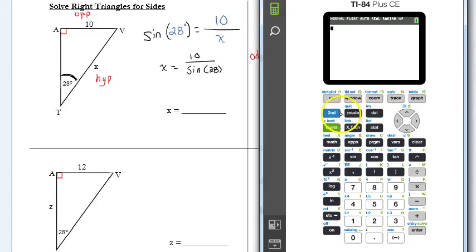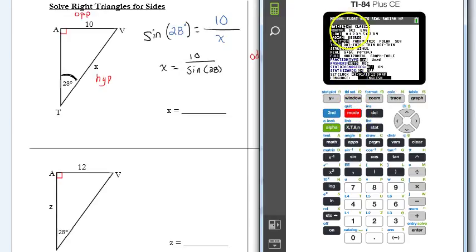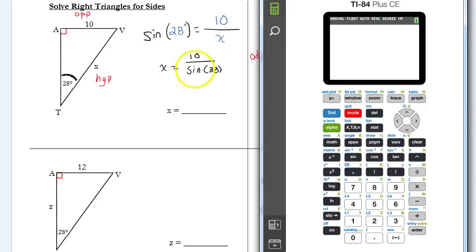Please remember in your calculator, before we can type these in, make sure it is in degree mode. You press your mode button. Mine right now is in radian mode right here. I need it in degree mode. I have to scroll down and over, press enter. Now it's in degree mode. I can type this into my calculator and get the correct answer. I type in what I see. I see 10 divided by the sine of 28. That matches exactly what I have here, and I hit enter.